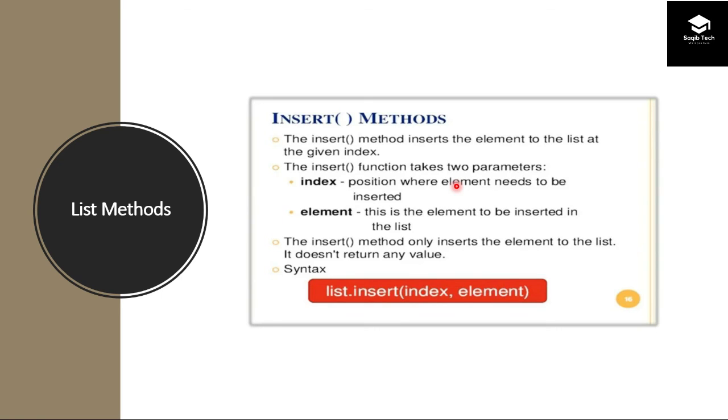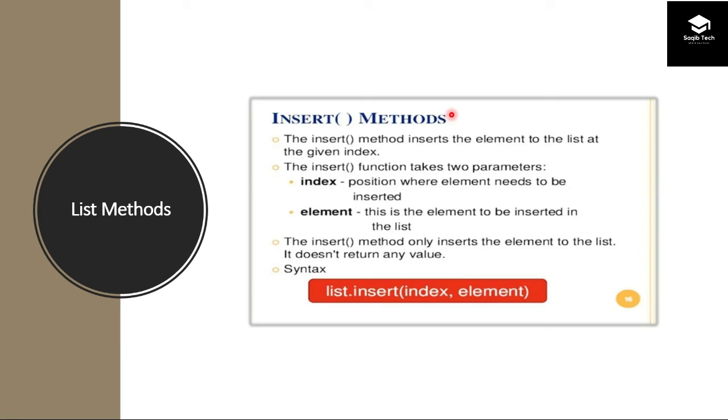Now the insert method. This is another way of adding an element to the list. We have now done three methods. One of them is append. Make it clear that if you want to add a single element at the end of a list, then we use append. If we want to add more than one element to the end of the list, you will use the extend method. And the third method is the insert method. This is a very useful method. This is used to insert an element into the list at a given index.